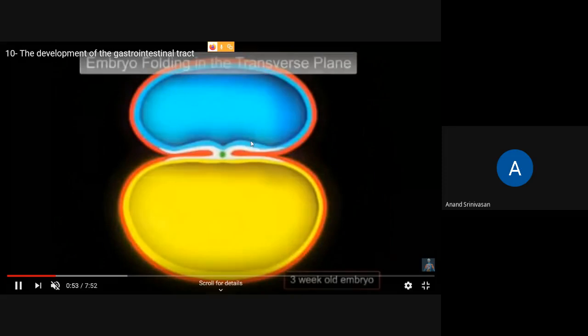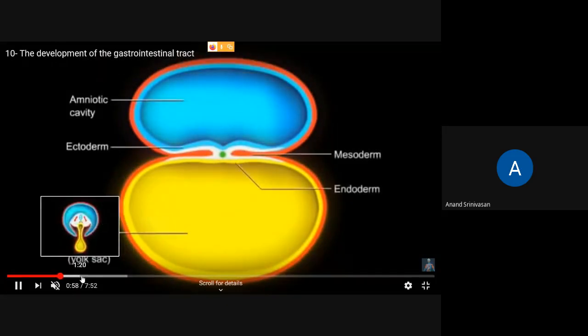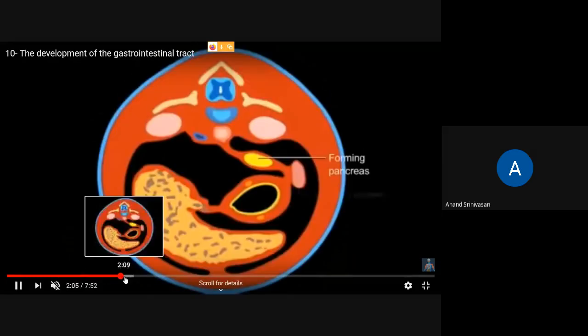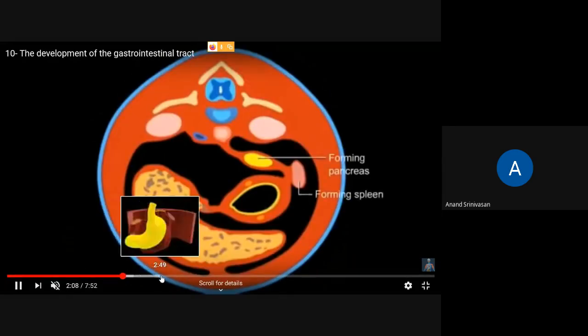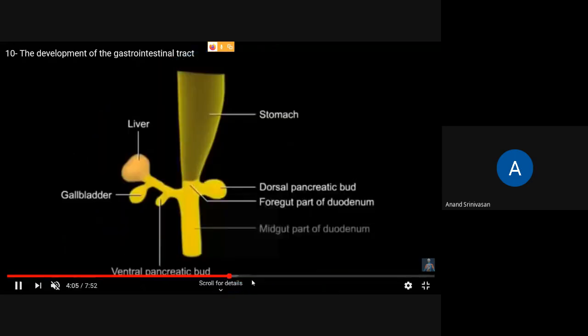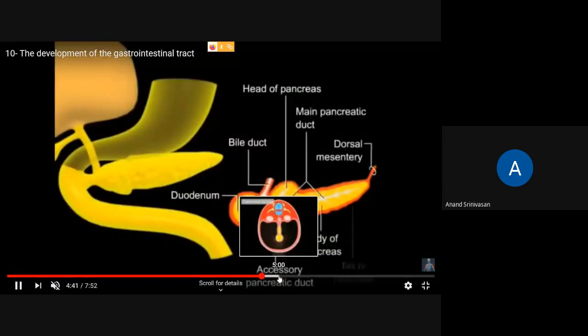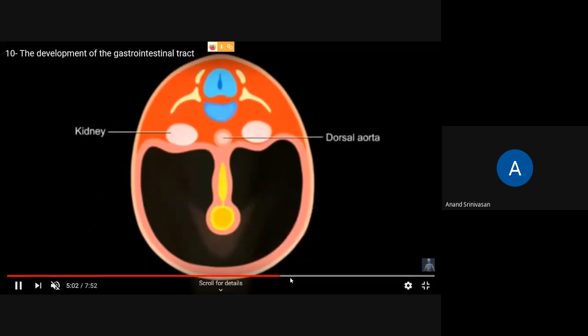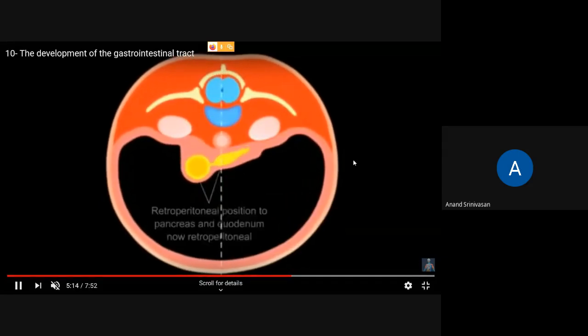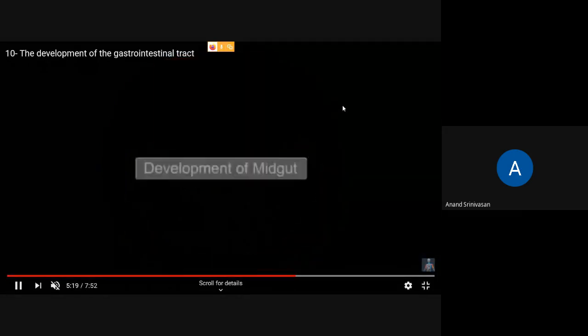This is just the same. I think all this we have seen. Let me proceed directly to the development of the midgut. So that's the development of the pancreas. All right, so how the pancreas becomes a retroperitoneal structure. We have seen this until the last session.